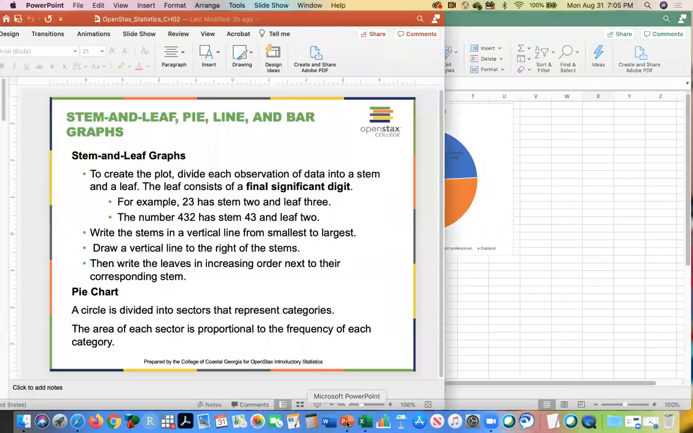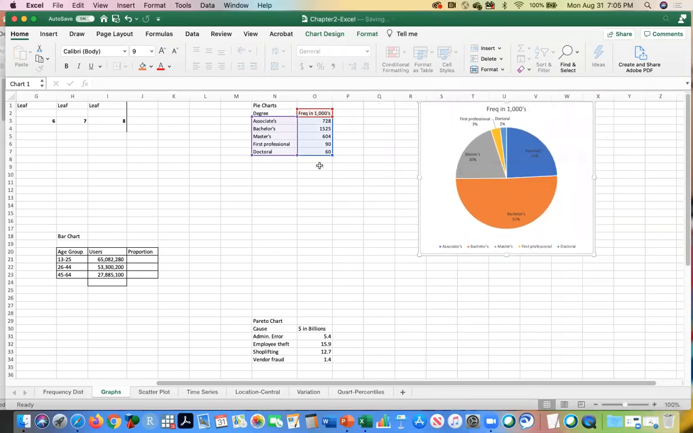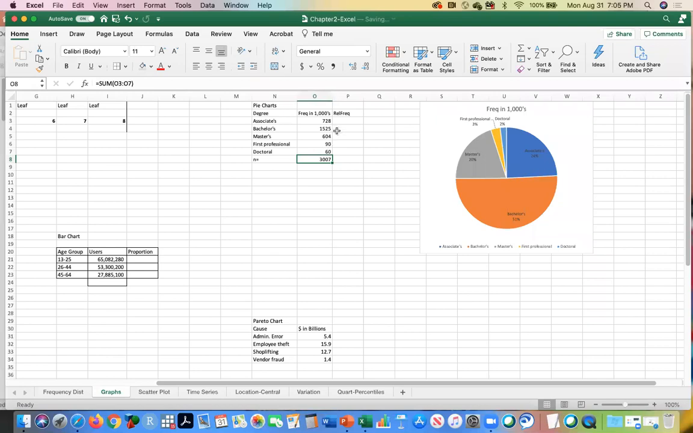So that is the pie chart. It's a circle divided into sectors that represent different categories. The area of each sector is proportional to the frequency of each category. So we can also prove that these numbers are correct. Remember, we can measure the relative frequency. We already know how to do it. So first of all, I'm going to look at the summation. This is going to be my sample size, remember? So all these numbers are the sample size.